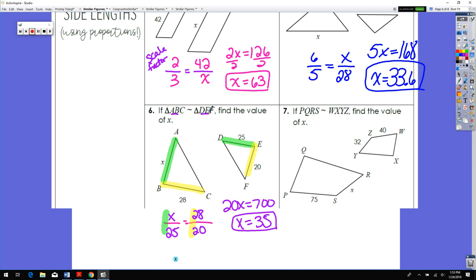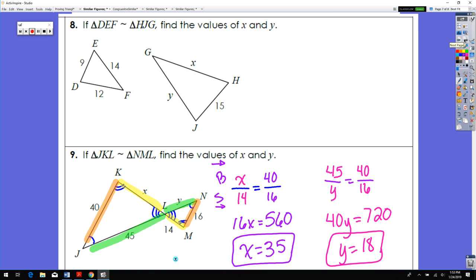I actually started with my big triangle on top, so triangle ABC is on top, and then triangle DEF is on bottom, and when I say that, it goes all the way across for that triangle. So the x and the 28 both came from triangle ABC. The 25 and the 20 all came from triangle DEF. Okay, 7 we're going to save and do at the beginning of class soon.